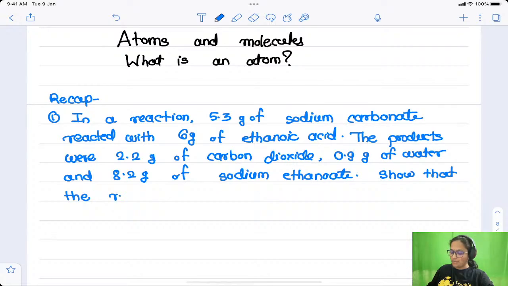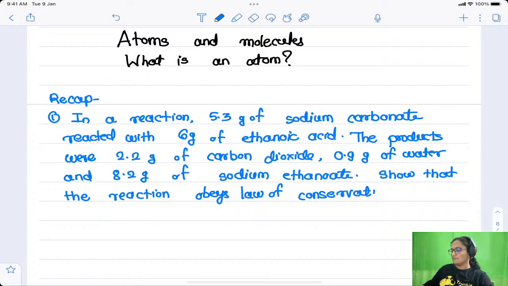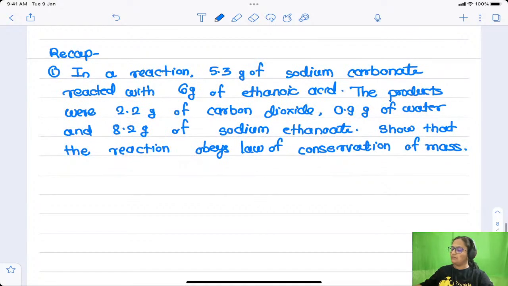Show that the reaction obeys the law of conservation of mass. For that purpose, we have to write down the balanced chemical equation for this reaction, right? What is the reaction? Can you see here? Sodium carbonate is treated with ethanoic acid, right? Okay, let us write down the reaction first of all.